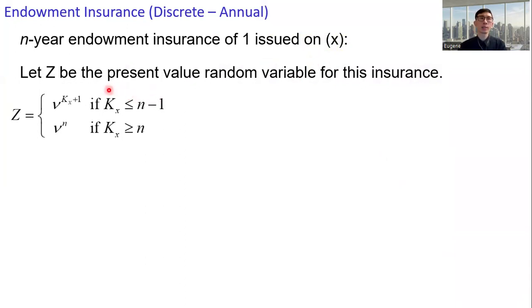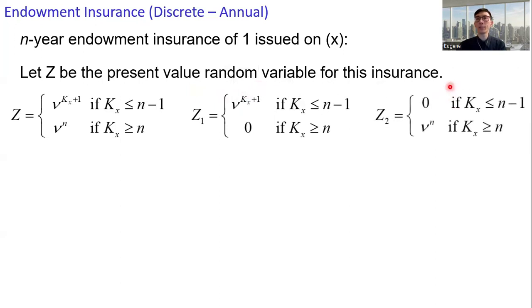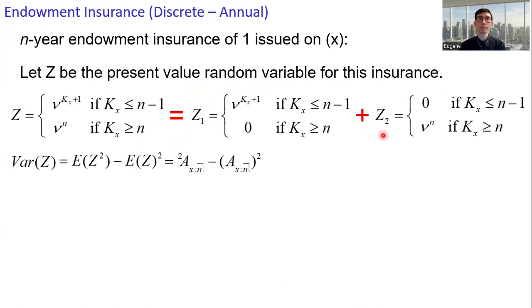Recall that we can express the endowment insurance as the sum of an end-year term insurance and an end-year pure endowment. We have the expected value of Z equals the expected value of Z1 plus the expected value of Z2. And in the last video, we evaluated the variance of Z with this expression. Now we directly work with Z1 and Z2 to get the variance of an endowment insurance.